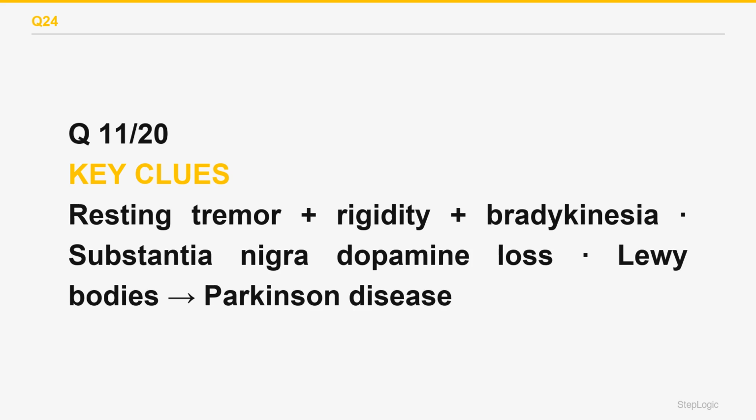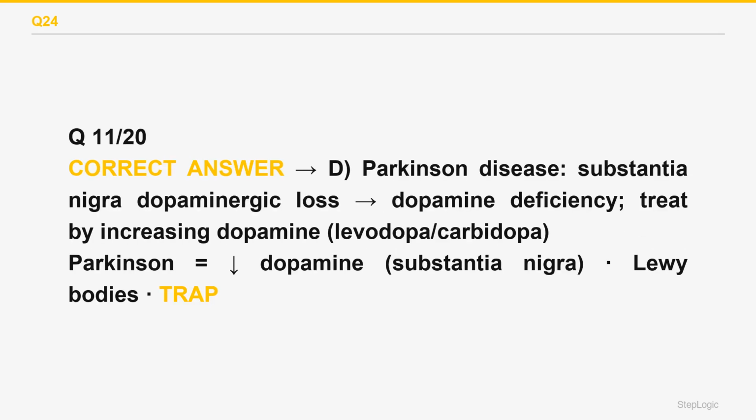The resulting dopamine deficiency produces the cardinal motor signs, remembered as TRAP: resting tremor, pill rolling; rigidity, cogwheel; akinesia, bradykinesia; and postural instability, plus a shuffling gait and masked face. The correct answer is D.